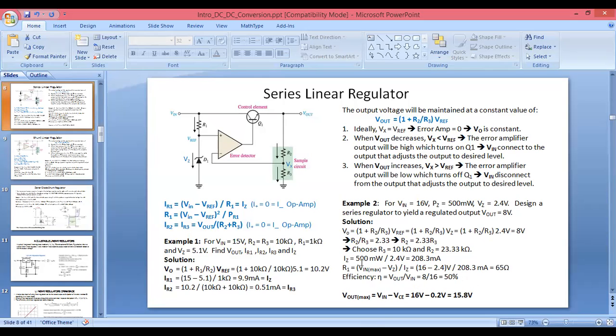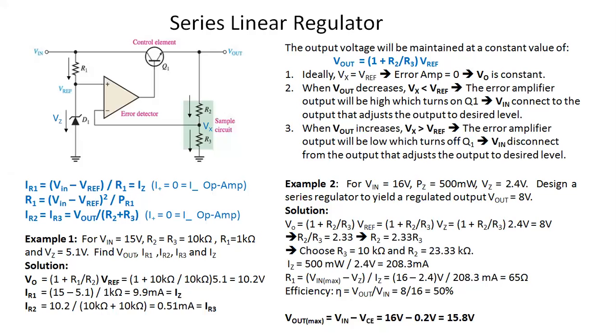And if you solve V out maximum, that is nothing but V in minus VCE. So you will get 16 volt minus 0.2, that will be 15.8 volt. You can draw this diagram and you can write the answers.